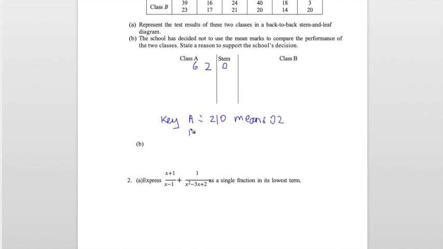Right, and for B, okay, B 39, okay, that is 3. So now the stem is 0, 1, 2, 3, and 4. So then 39, right, 3/9 means 39. If you did not put the key, then you will be marked wrong.